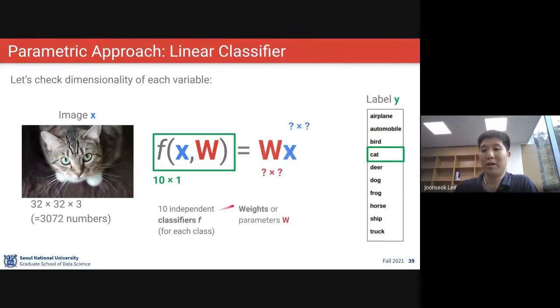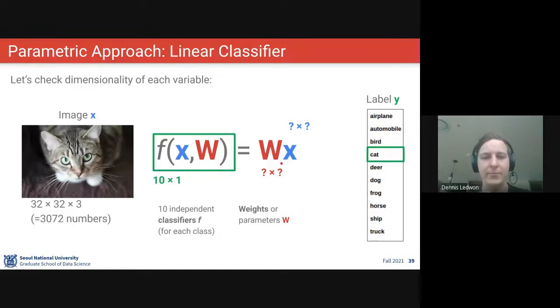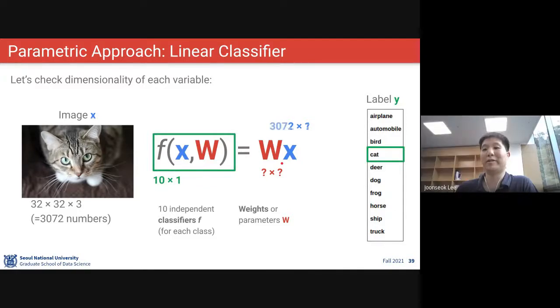Because we are using the linear model, we just multiply the weights W and the input image X. So what is the size of this input image X? If we flatten the image, it should just be 3072, like a column vector. Right, exactly. So the input image is flattened, and we have just 3072 numbers. So it's a column vector, 3072 times one.